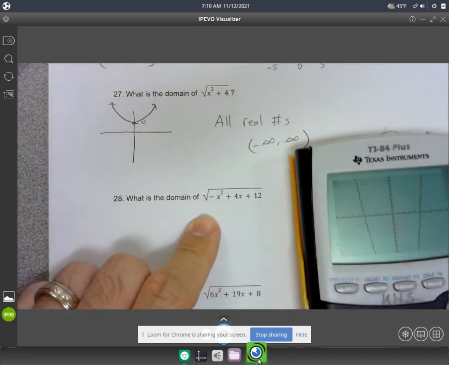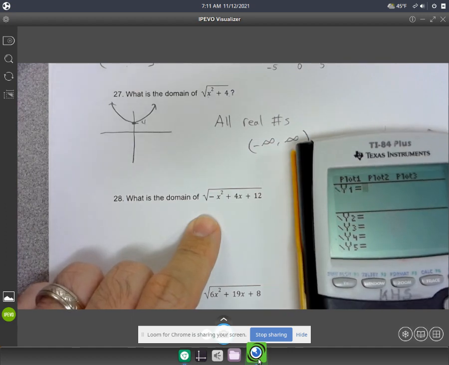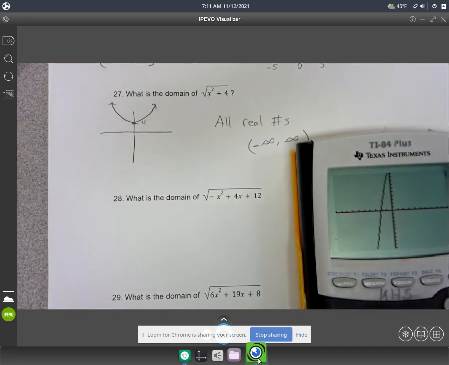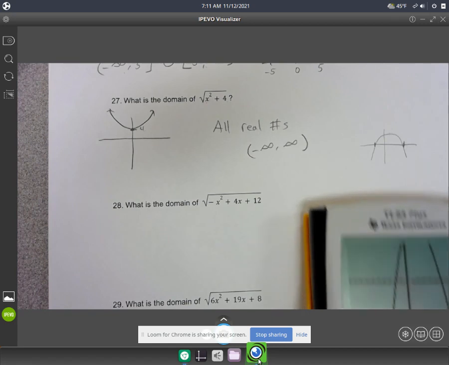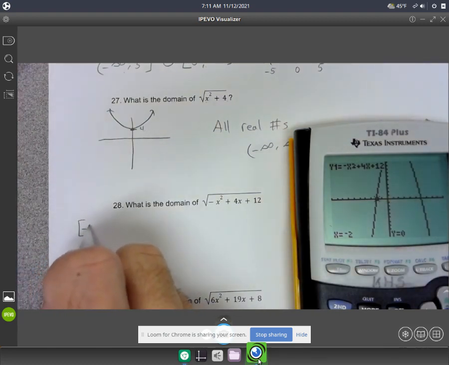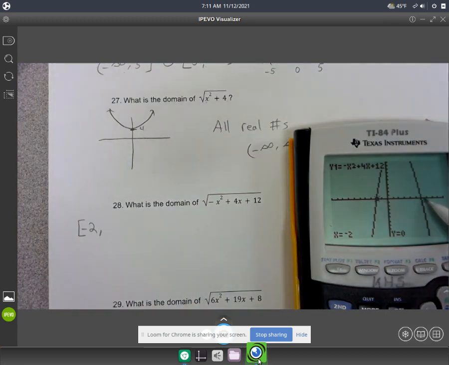All right, so I'll graph it on the calculator. Of course, you don't need a calculator to graph this. Negative x squared plus 4x plus 12. Okay, there's your graph. That was actually really close. All right, so we just need to know what these two values are right there and there. Looks like it's -2 if I hit trace and do -2. Yeah, that's one of my values. So it's going to be from -2 until I get to this value.